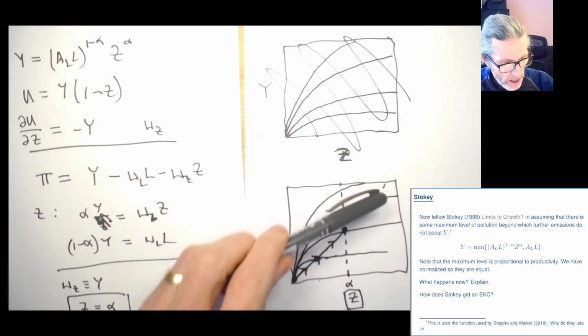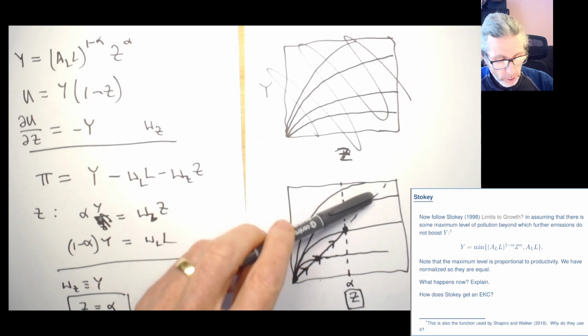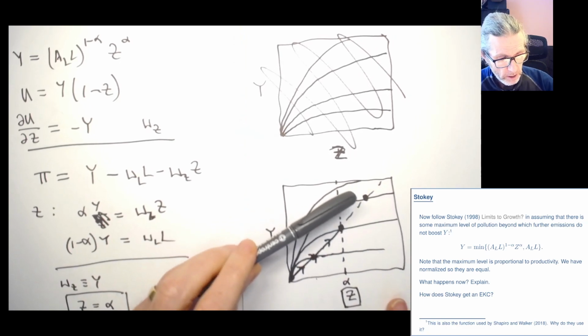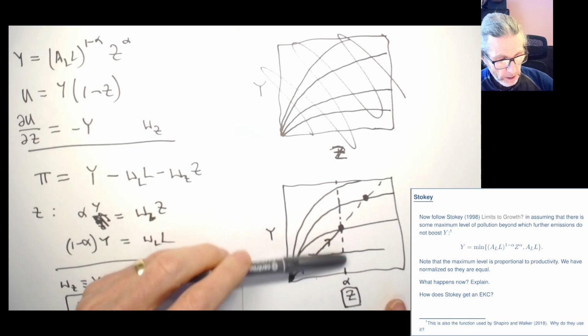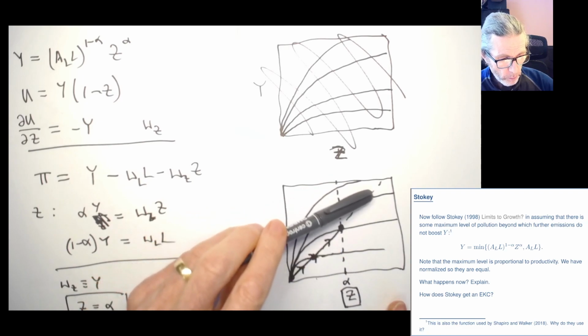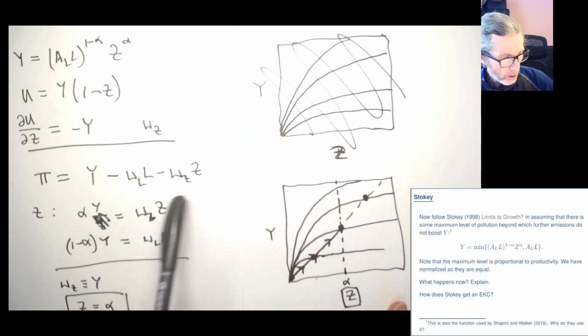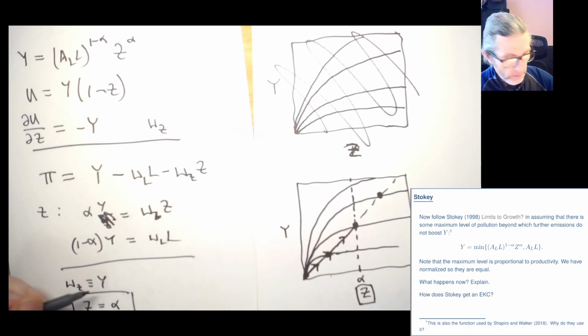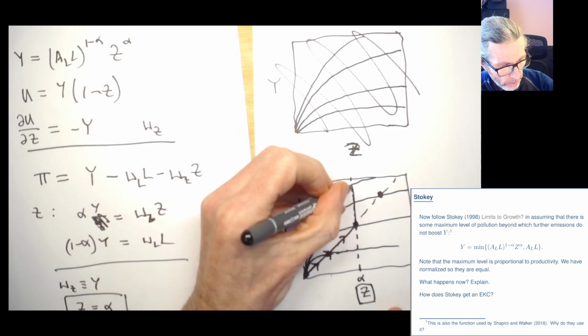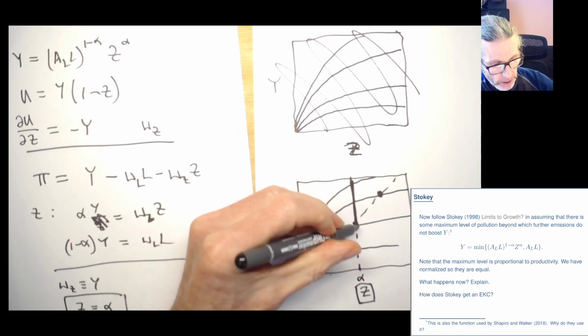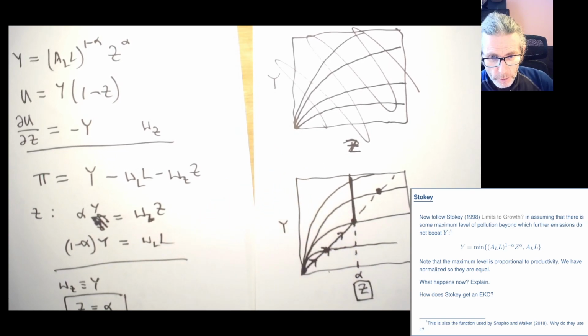Now on this line, more pollution would give more production, but it's not worth it. Given the price of pollution, it's not worth polluting that much. The cost is too great. We've hit this Z equals alpha line, so we go here. So basically along here we're at a corner solution where we pollute. Even though there is a pollution tax, the producers pollute at the corner. They don't abate.